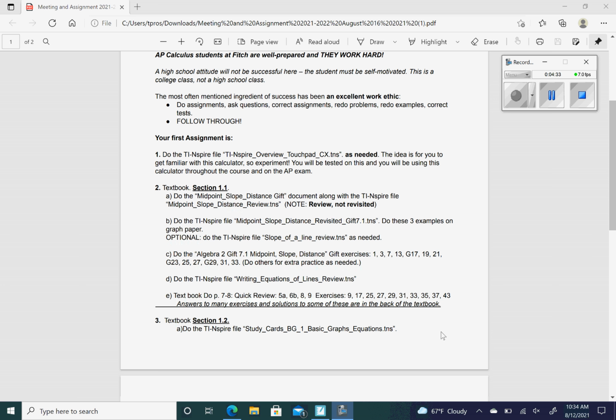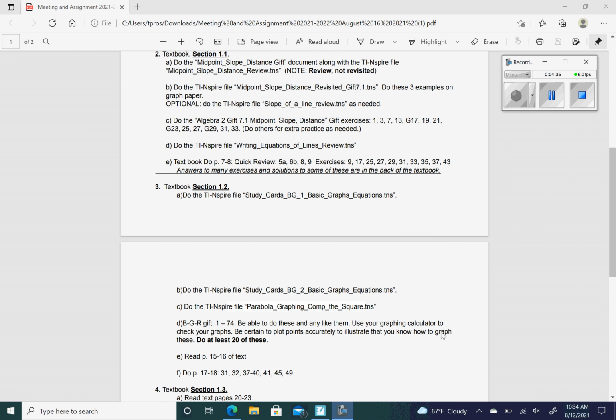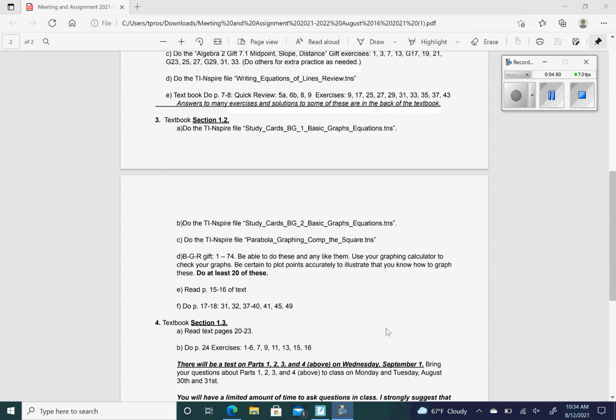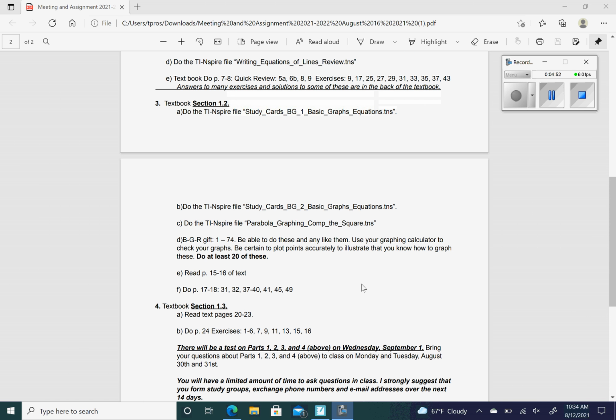All right, so part 3 comes from the textbook. It's section 1.2. For this, part A, do the TI Inspire file study cards, the BG's basic graphs 1. Part B is to do the study cards basic graphs 2. Again, these will just be videos for you to follow along in. And you can go through your calculator and use that as well.